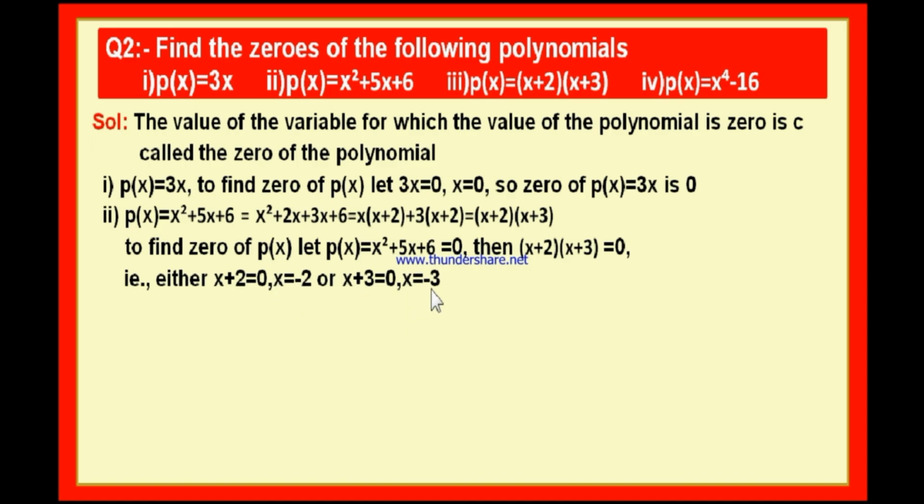Therefore, there are two values for variable x for which the total polynomial becomes 0. Then you can say that minus 2 and minus 3 are zeros of the given polynomial. So, zeros of the given polynomial x square plus 5x plus 6 are minus 2 and minus 3. Now, if you observe the third bit, it is given that p of x is equal to x plus 2 into x plus 3.